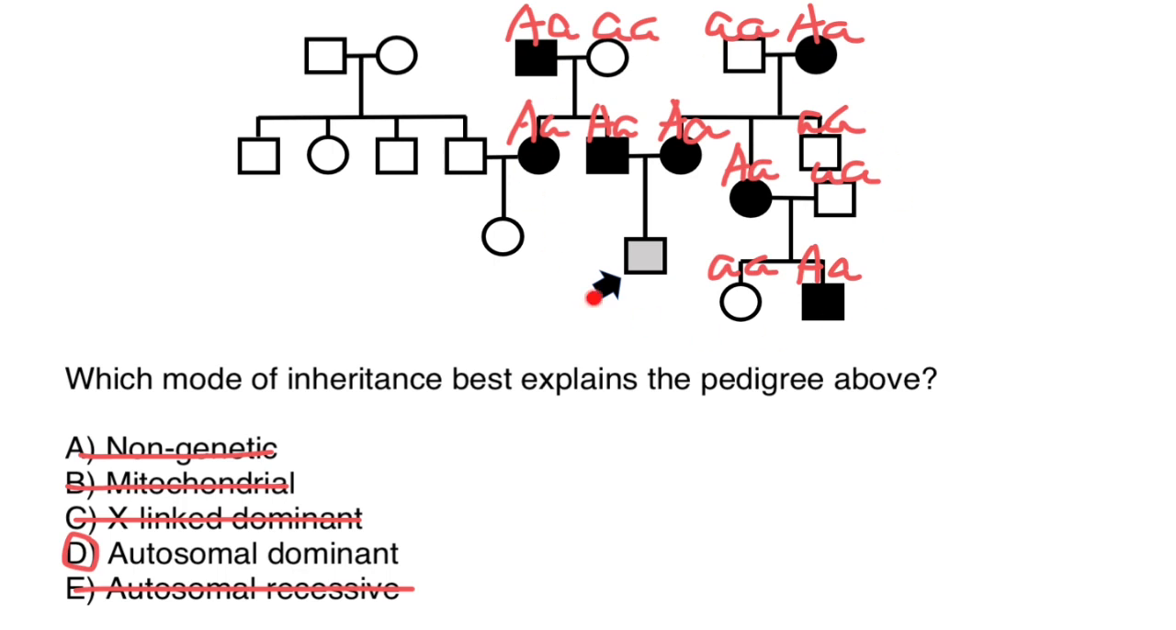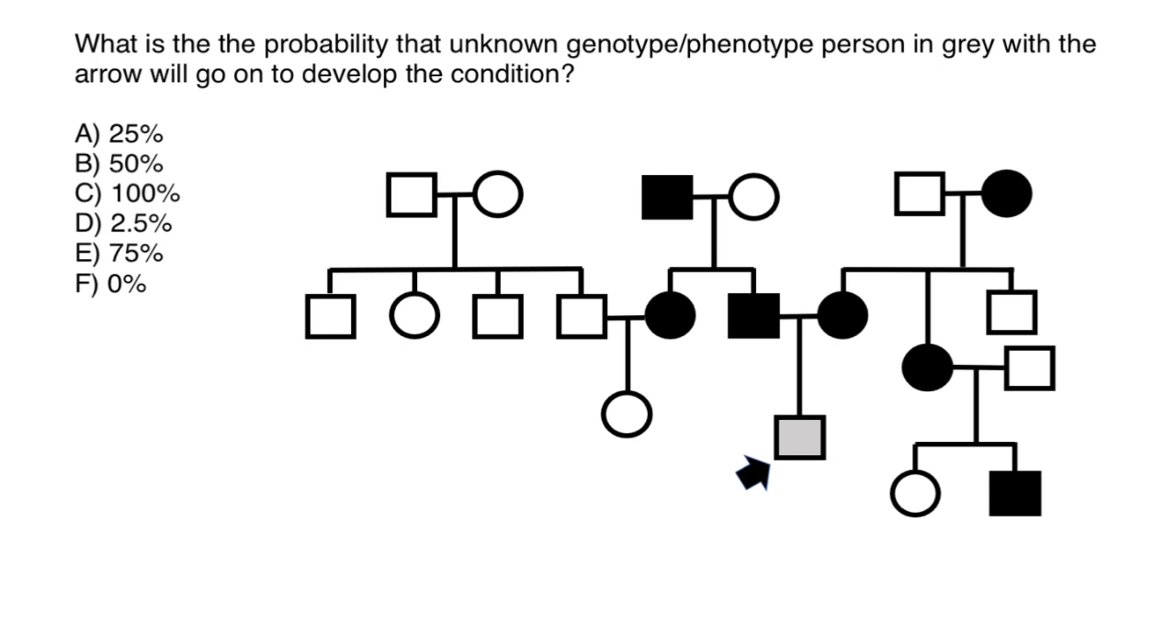Theoretically, we also can explain this with an autosomal recessive genetic disorder, but autosomal dominant would be the best choice. Here is the next slide and question. We have the same pedigree, and here's the question. What is the probability that the unknown genotype-phenotype person in gray with the arrow will go on to develop the condition? So we are talking about this person.